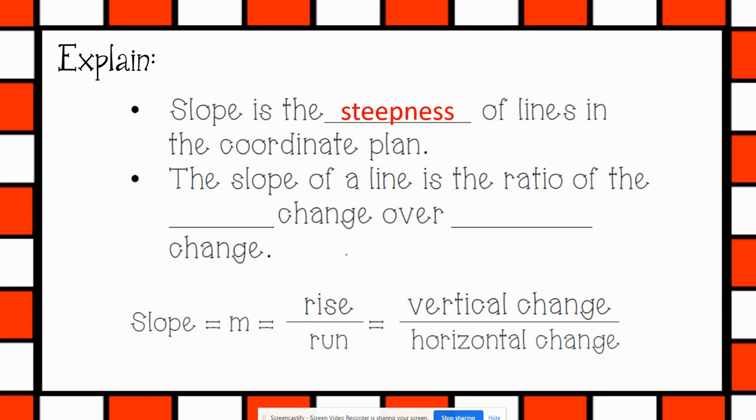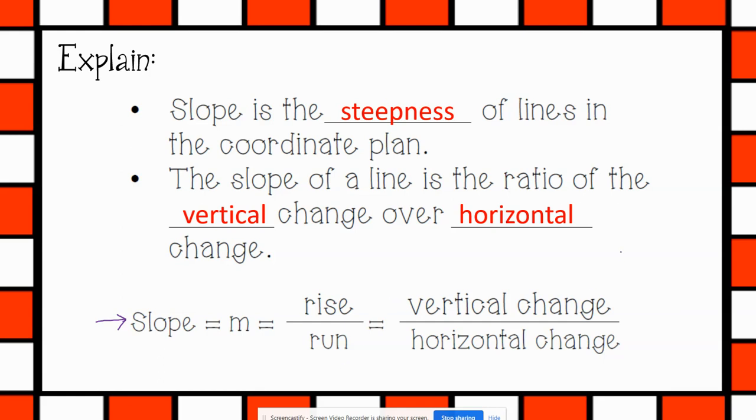To find slope, we look at the ratio or the fraction of vertical change over horizontal change. When you look at this part, this is the most important thing on your page to show you how you find slope. Slope is usually referred to as the variable m. And to find slope, we usually do rise over run.